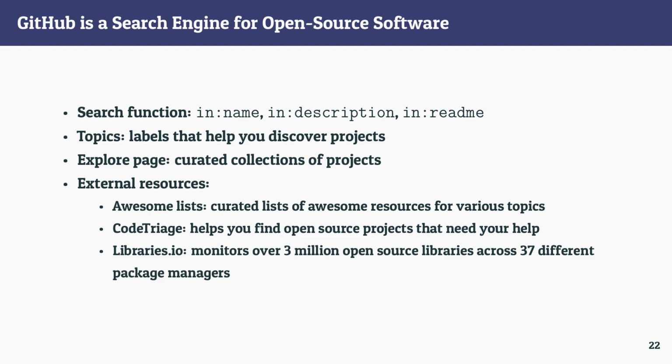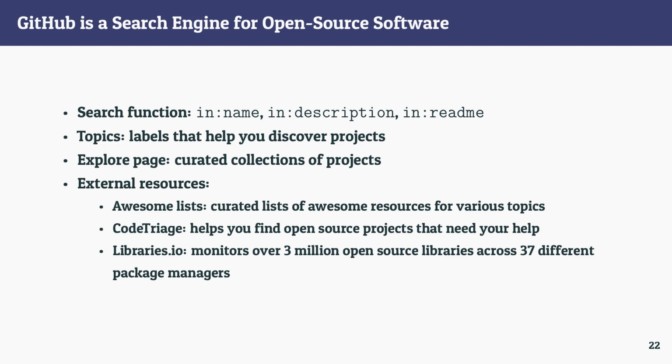Topics are labels that help you discover projects related to a specific subject or domain. You can browse topics by categories or explore trending topics on github.com/topics. For example, you can find projects related to machine learning, web development, or data science.